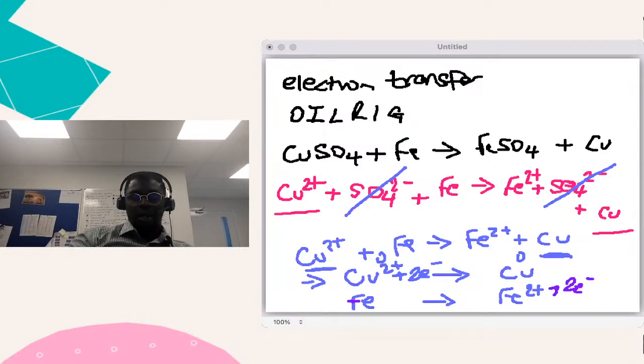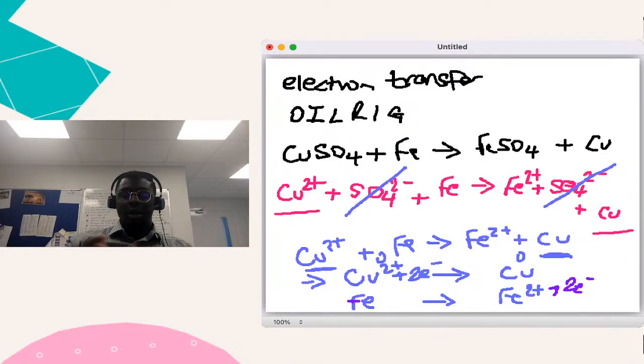From that perspective, I've now ended up balancing these half equations. So I've got 2 electrons on the left-hand side and 2 electrons on the right-hand side. And actually, if you think about what's going on here, this makes sense because adding 2 electrons to copper 2 plus is reduction. And we said that copper is being reduced because copper is gaining electrons, and my half equation shows me that. Similarly, we said that iron was being oxidized, and that shows me that because iron is losing electrons to form iron 2 plus ions. So that is reduction and oxidation.